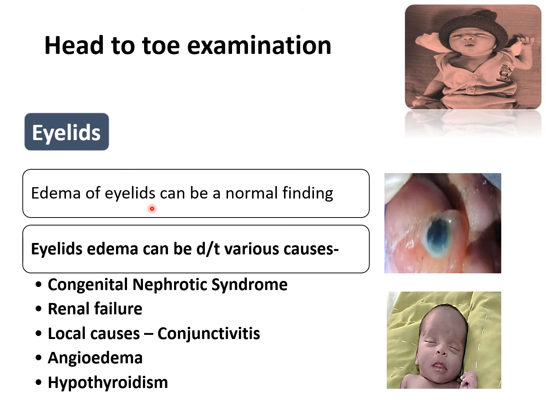Edema of eyelids can be a normal finding at the time of birth, especially in face presentation, which generally resolves after a few days. And it can be pathological as seen in various conditions, for example congenital nephrotic syndrome, renal failure, or sometimes conjunctivitis can also lead to edema, and angioedema or hypothyroidism. So this baby is suffering from hypothyroidism, and here you can see the edema present over here. And this is because of cellulitis and eye infection, baby is having eyelid edema.